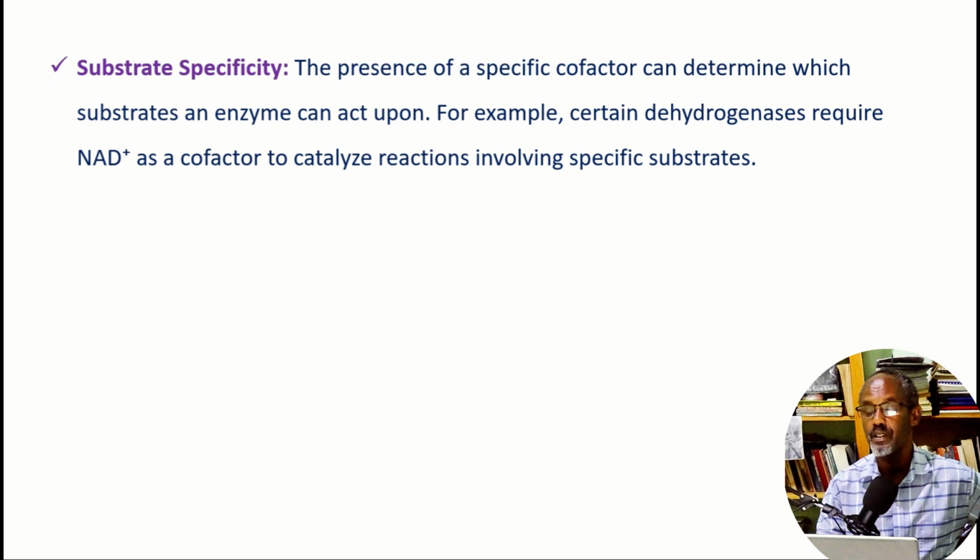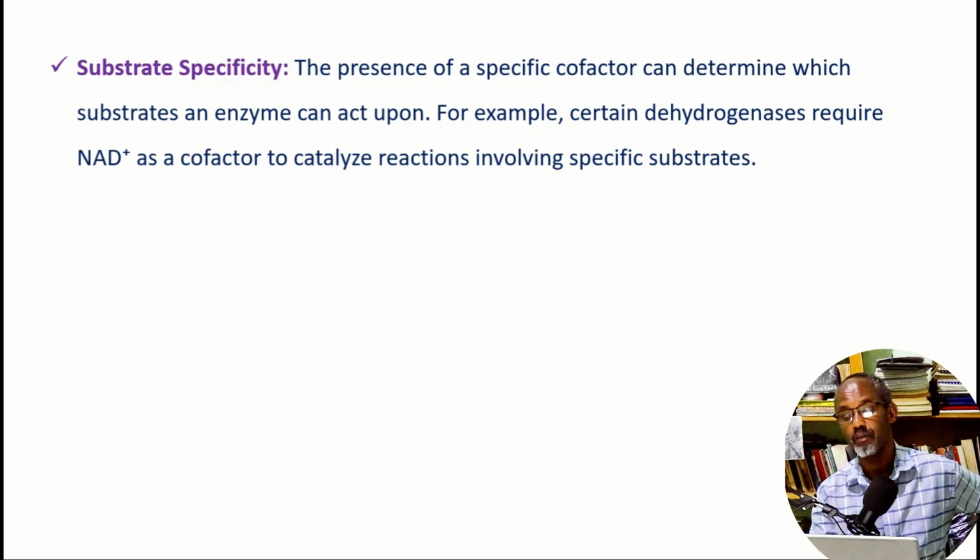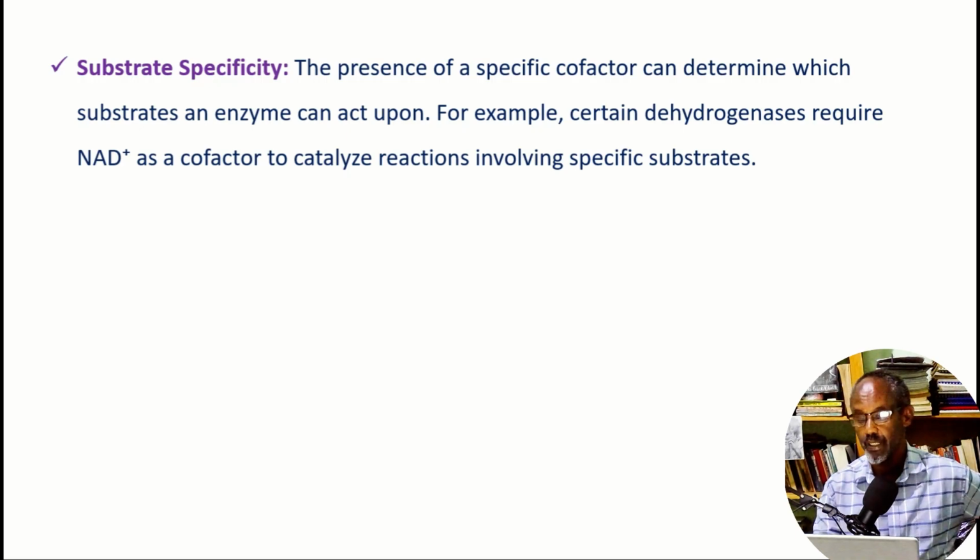The second is substrate specificity. We require cofactor for substrate specificity. The presence of a specific cofactor can determine which substrates an enzyme can act upon. You see, we need specific cofactors for specific enzymes to function properly. For example, certain dehydrogenases require NAD+ as a cofactor to catalyze reactions involving specific substrates. Certain dehydrogenases, these are enzymes which catalyze the removal of hydrogen from a compound. They require NAD+ as a cofactor. They are specific to NAD+.